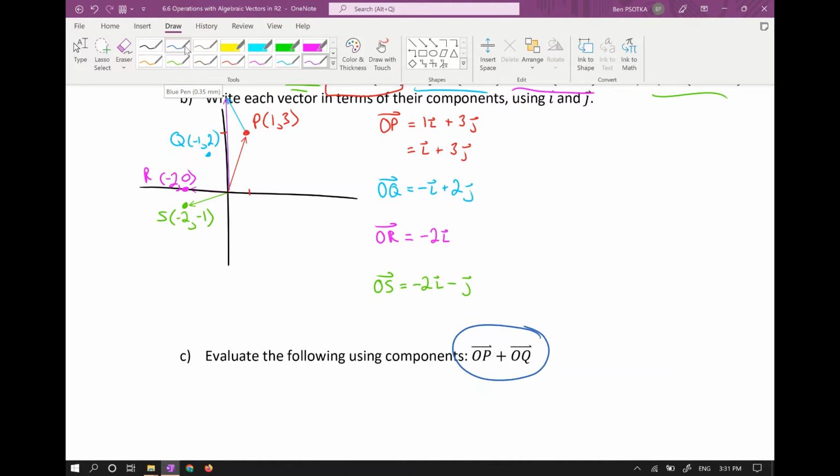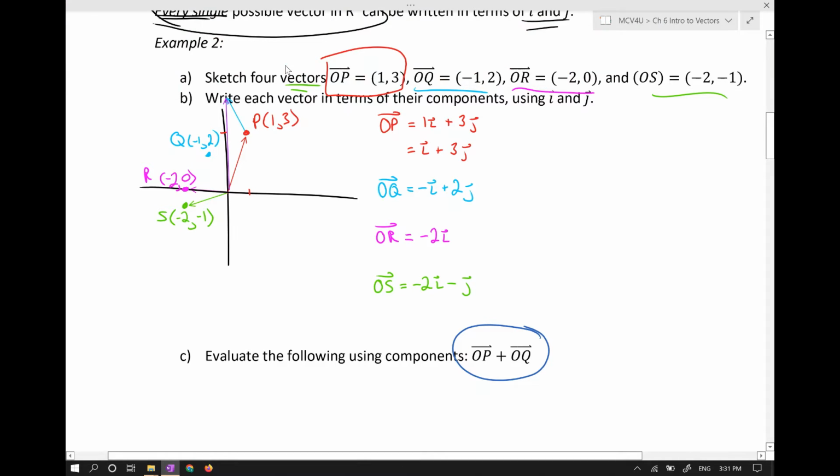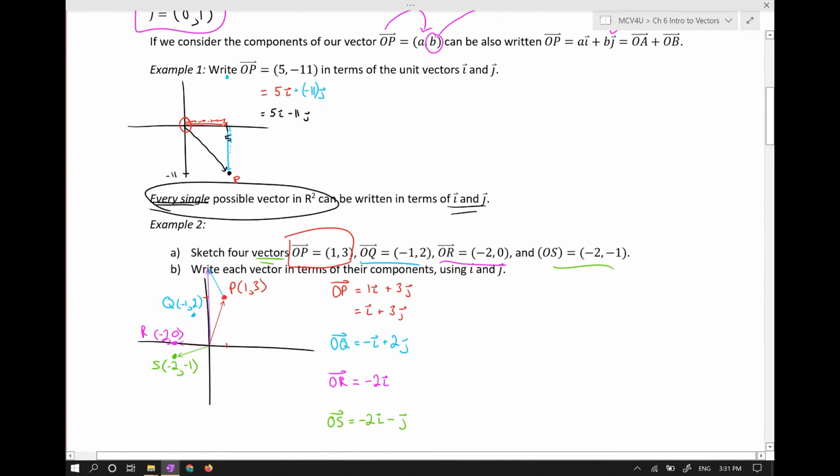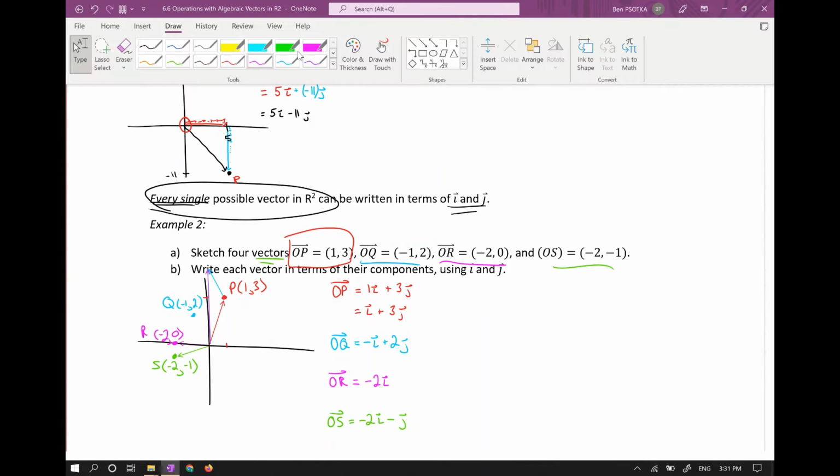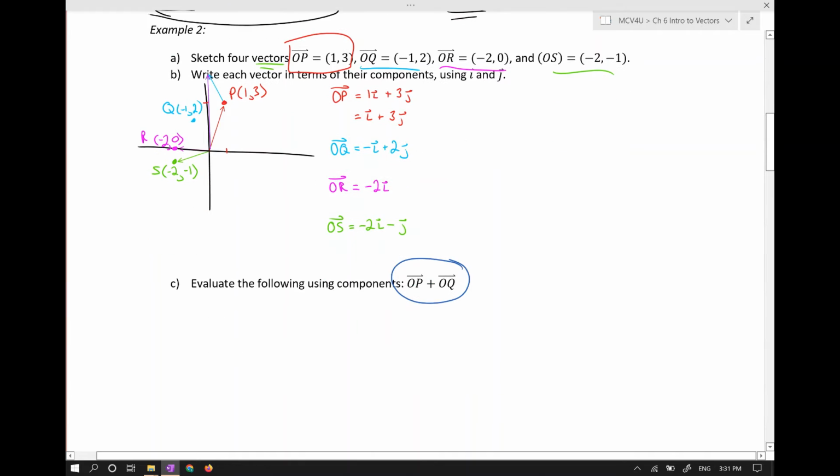And I could play around with that, and I could use that information, and I could say, okay, well, what I'm doing is working here, and I'm saying, okay, so my x-coordinate, let's see here. I started at the origin 0, 0, and then I moved to the point P, and that's 1, 3.